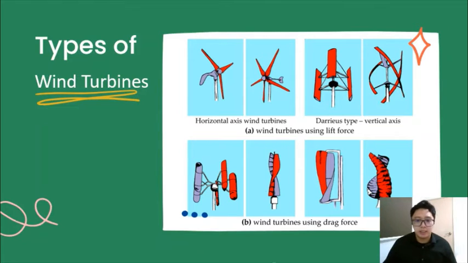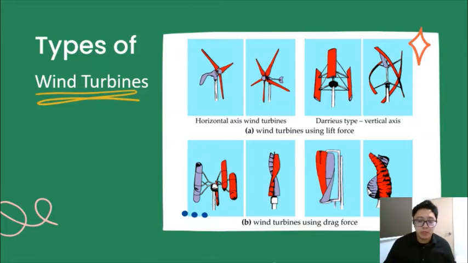The other kind is a Darrieus vertical axis wind turbine. This type of wind turbine turns on a vertical axis and it makes use of lift force, which is why it has a better rotational speed.